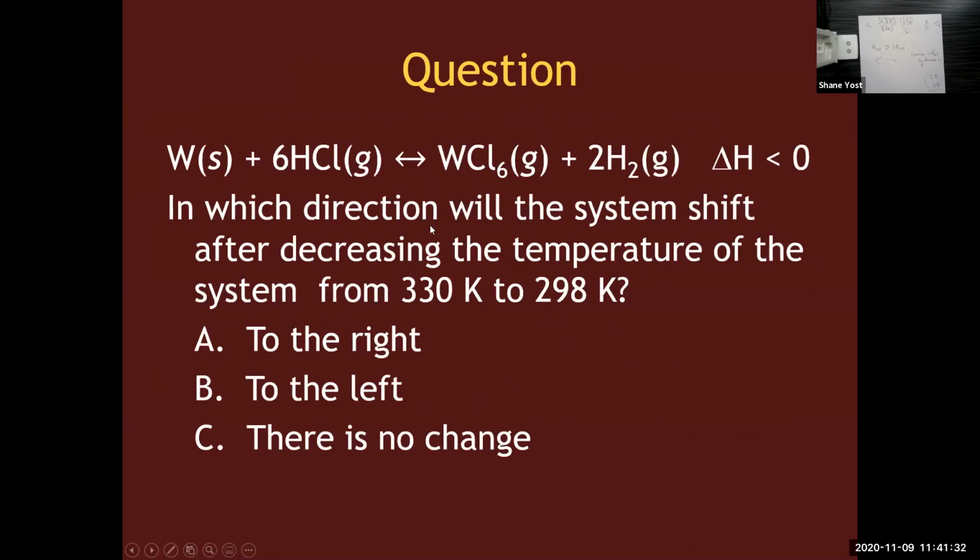And so, let's talk about temperature. Here I have another chemical reaction. This time it's exothermic, delta H is less than 0. I decrease the temperature for this. Will it shift to the left, to the right, or no change?